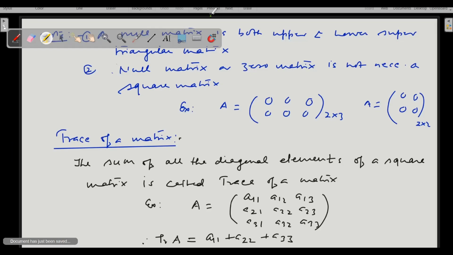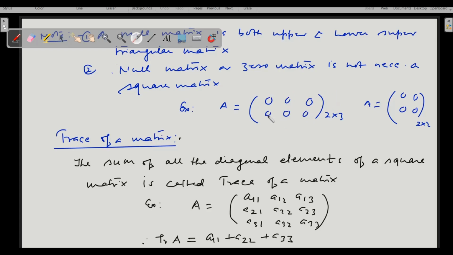Now have a look at this second statement. A null matrix or zero matrix is not necessarily a square matrix. This is a very important thing. Some people confuse this a lot. It may be a square matrix like this 2 cross 2, and a null matrix can also be non-square, which is not a square matrix.